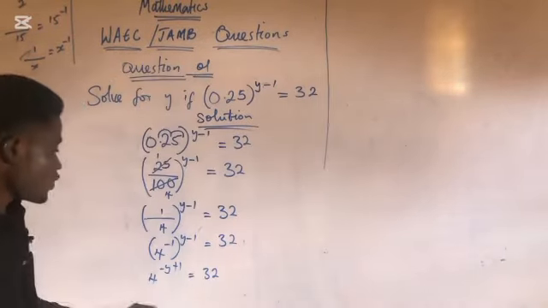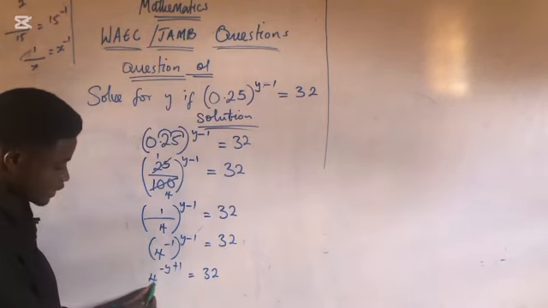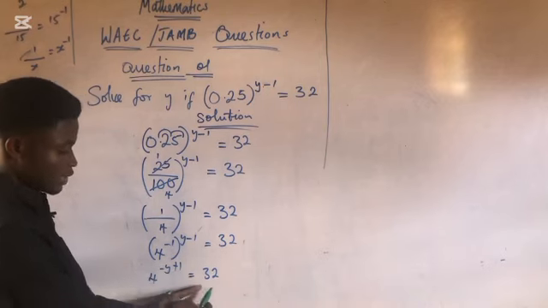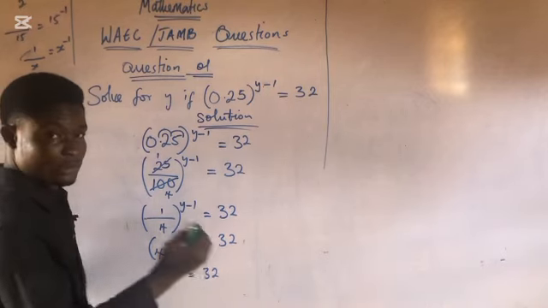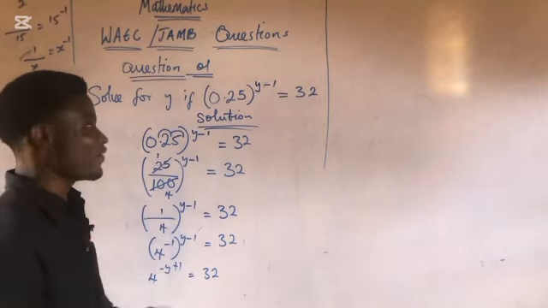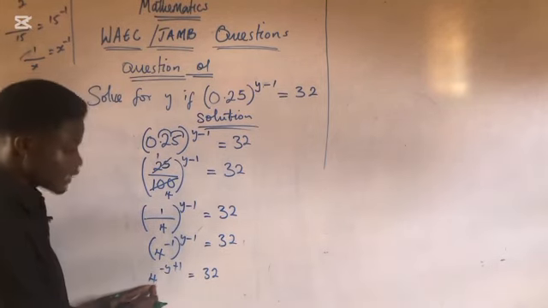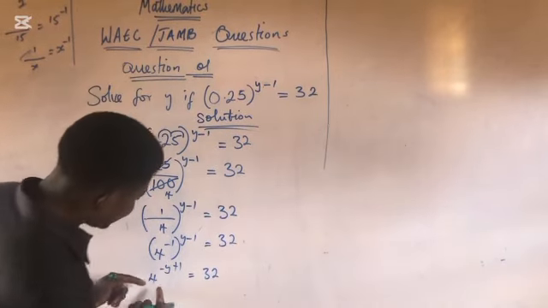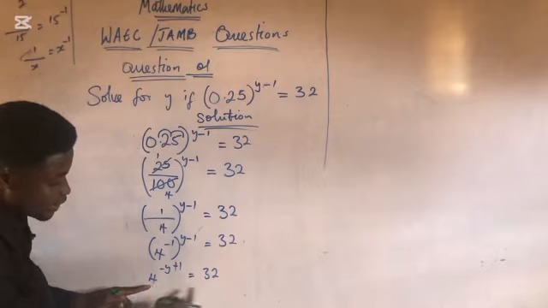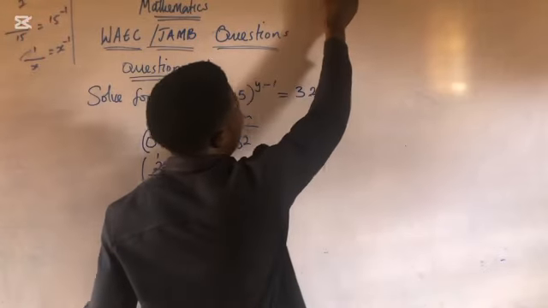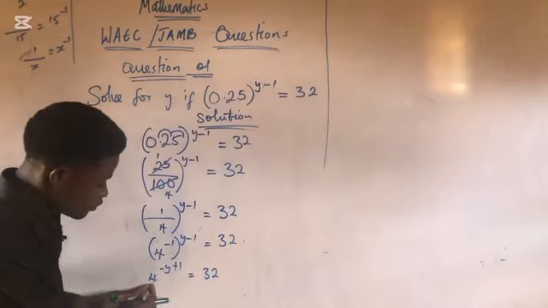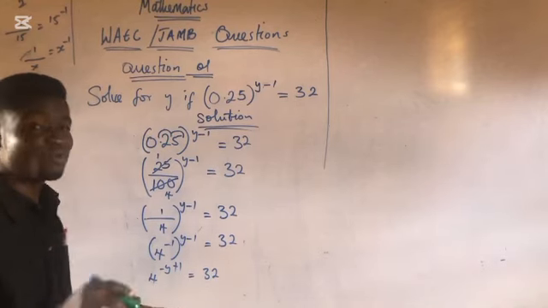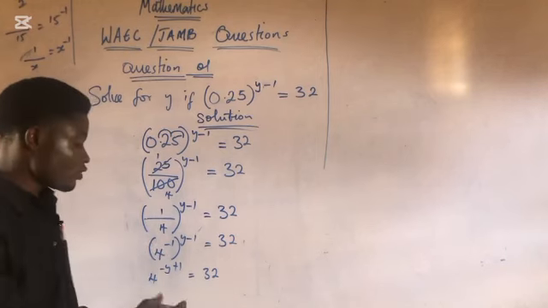What are we going to do next? Let's try to balance the base. Currently the base here is 4, the power is minus y plus 1. The base here is 32. If you try to use 4, the smaller base, to balance this one, 4 times 4 is 16, and 16 times 4 is 64. So you cannot use 4 to balance the base.